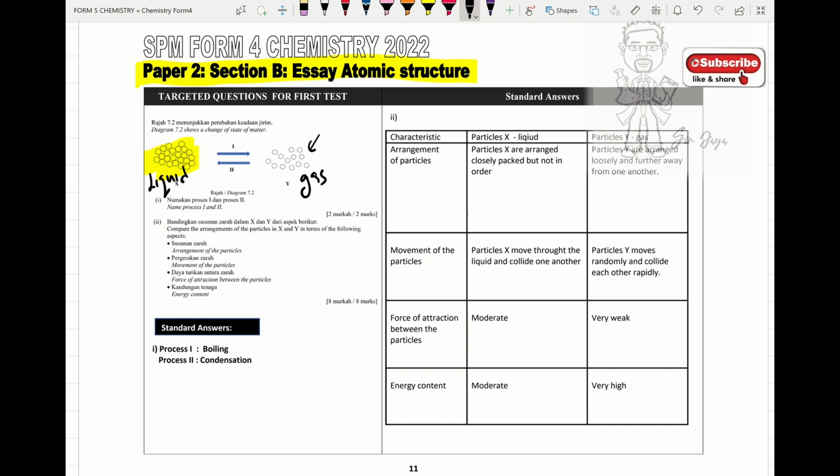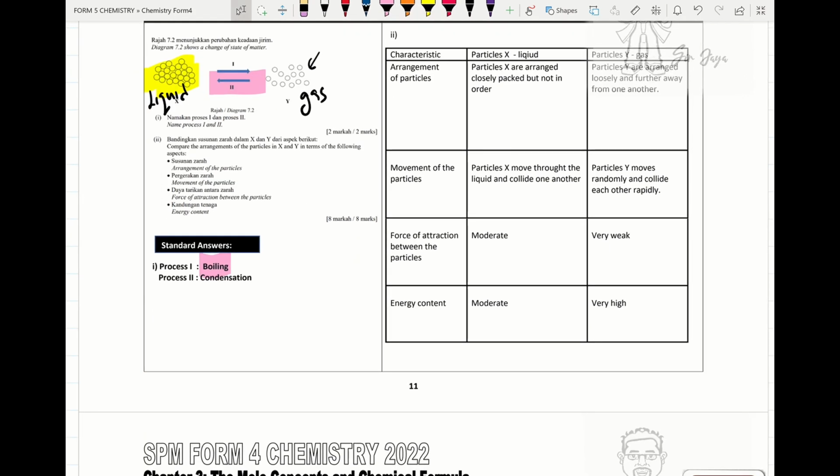Name the process where liquid changes into gas. Liquid changing into gas, the name of the process will be boiling. And please remember process 2, gas changing into liquid will be the condensation process.